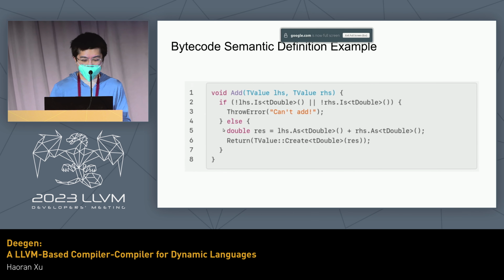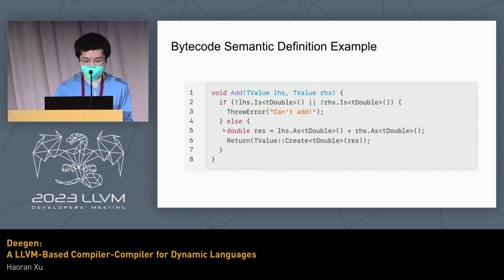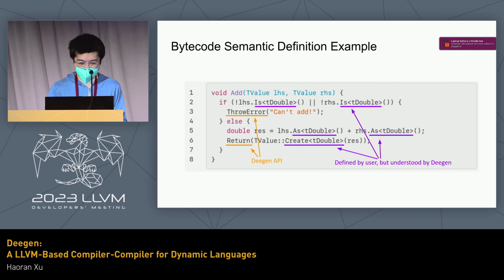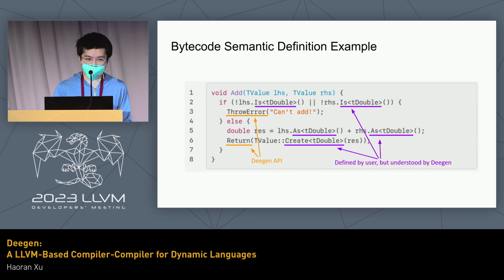And say that the outcome of this add is just the LHS casted to double and RHS casted to double. And here the thing is that the throw error and the return are APIs in Xu-Deegen, and the throw error, as you would expect, throws an exception, and the return is an API that says the outcome of this add is this value, and the is, as, and the create APIs are defined by the user.